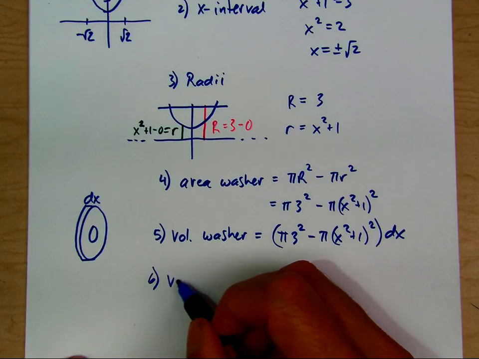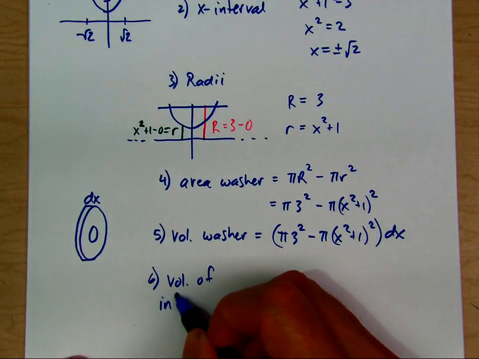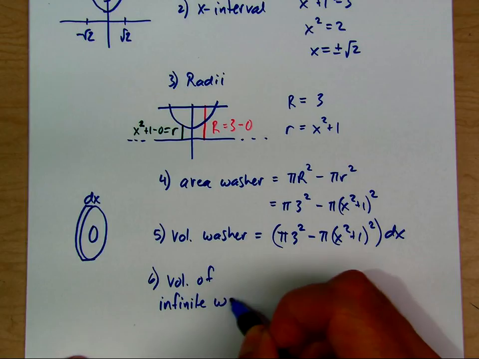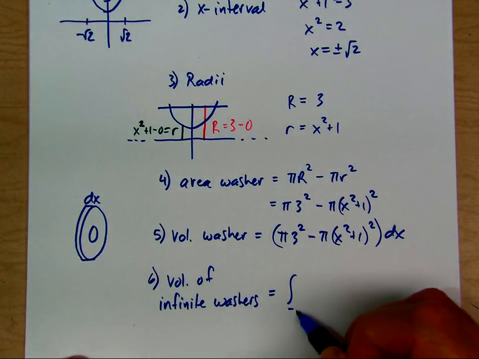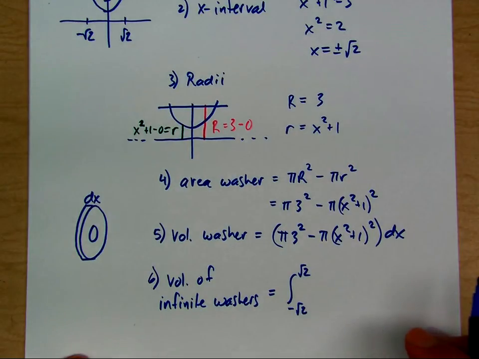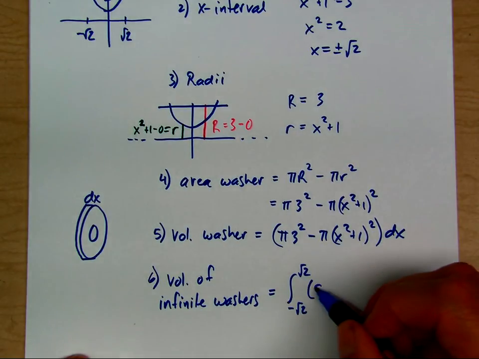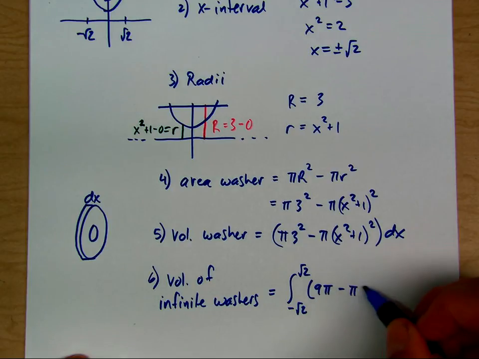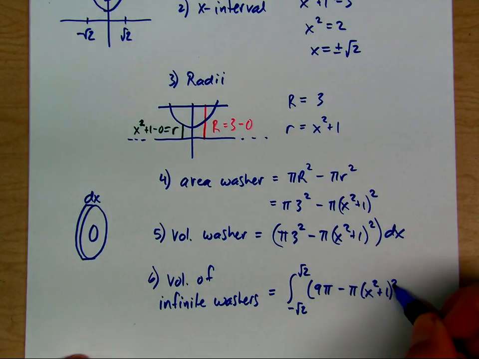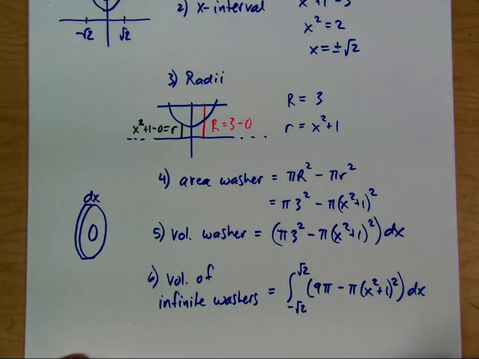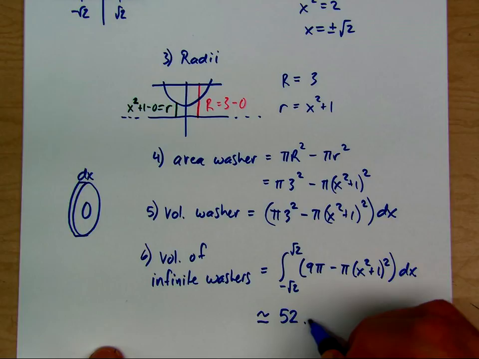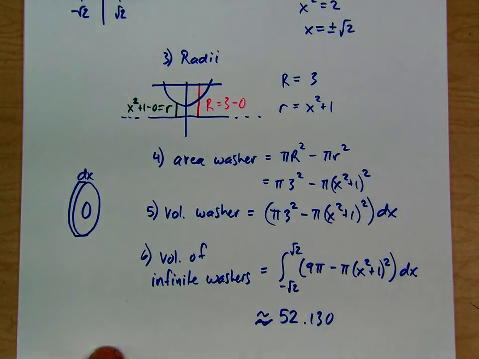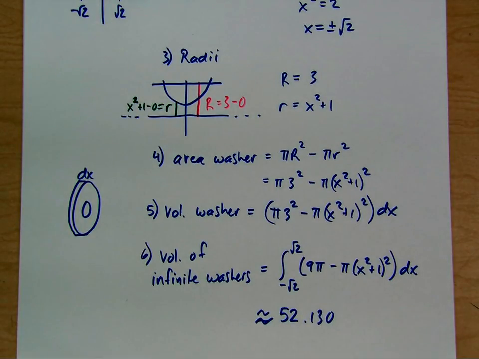And let's do the volume of infinite washers. That will be the integral from negative radical 2 to radical 2 of all of this. And that should be 52.130. All right, and we'll stop there.